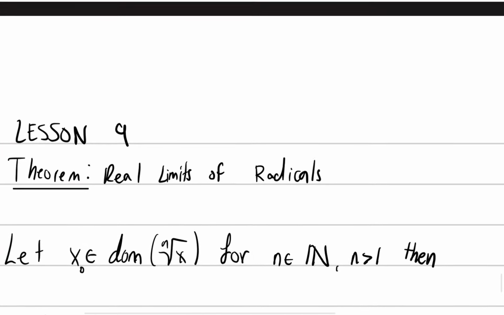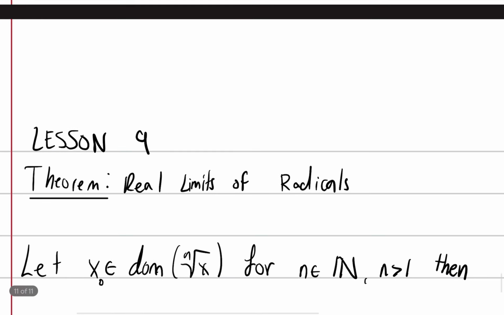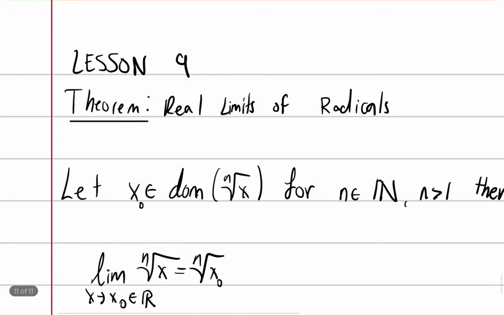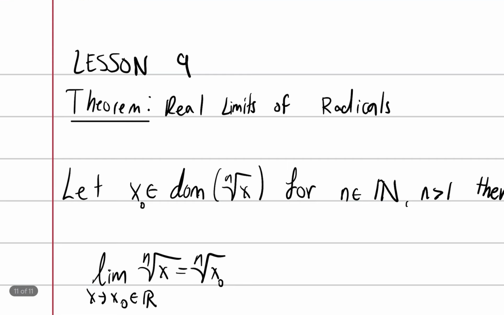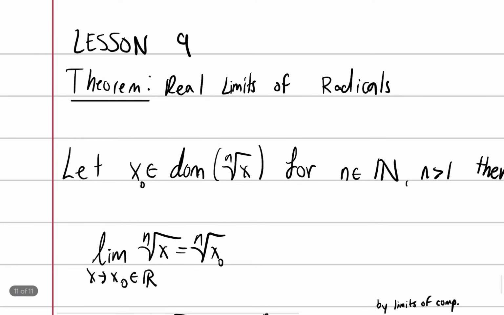What does the theorem state? It says that if x naught is part of the domain of the nth root of x, for n being a natural number greater than 1, then the limit as x approaches x naught, a real accumulation point, of the nth root of x is the nth root of the accumulation point x naught.